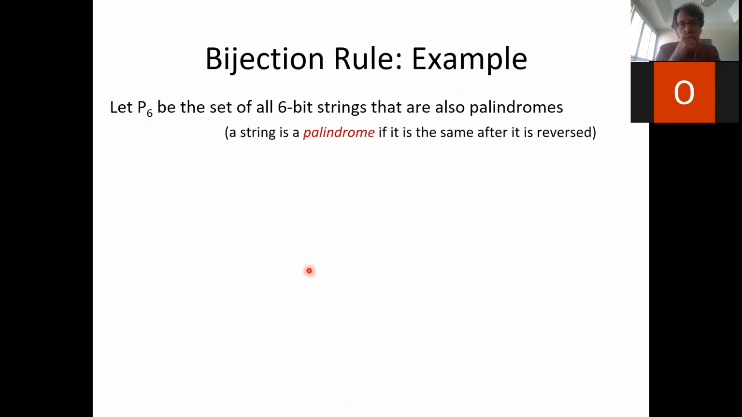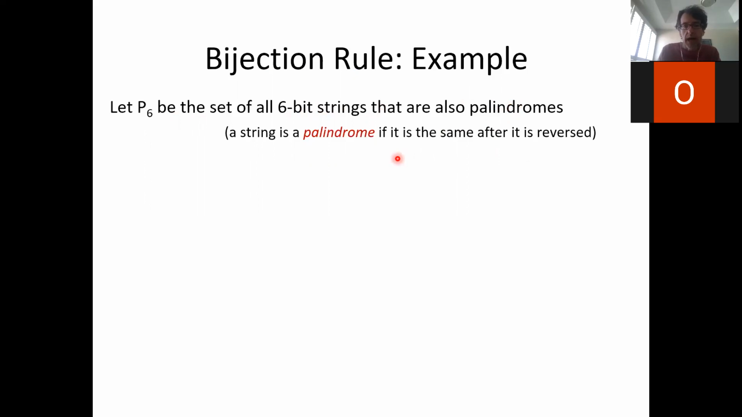Okay. So here's another example of a bijection rule in usage. Let's say you're asked to count 6-bit palindromes. They are bit strings, so the strings are composed just of bits. There are 6 bits, but there is a constraint that it's a palindrome. So if you read the bit string from left to right, and you read it from right to left, they're identical.